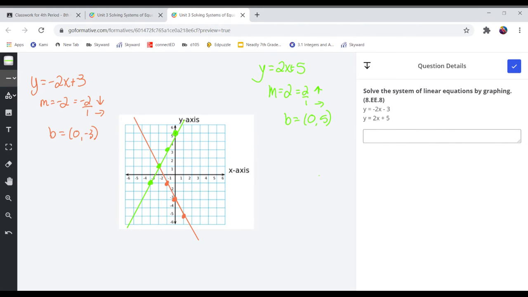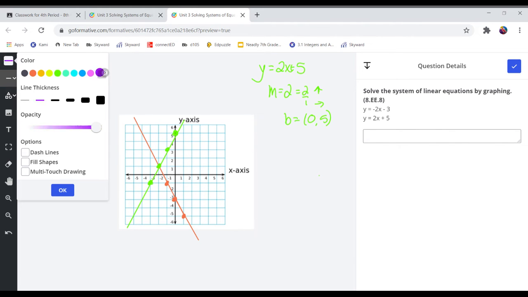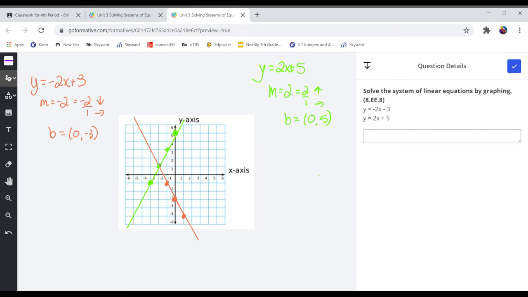All right, so I can see that my answer is located right here at -2, 1.